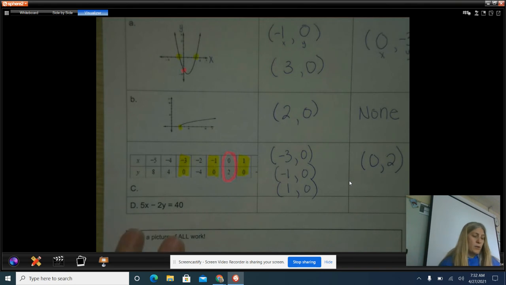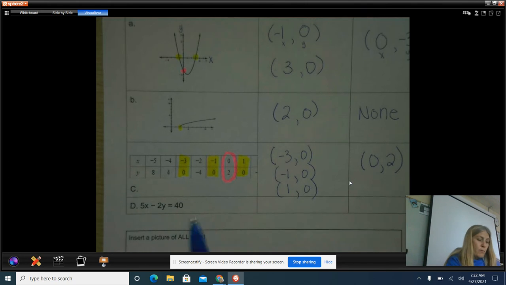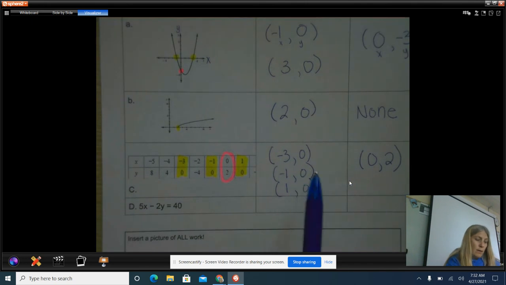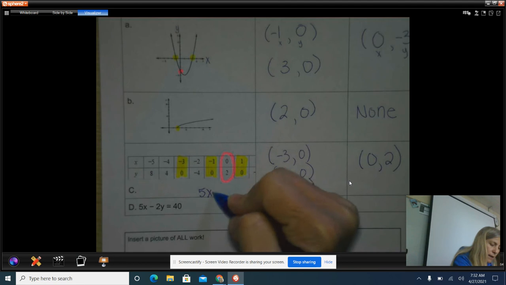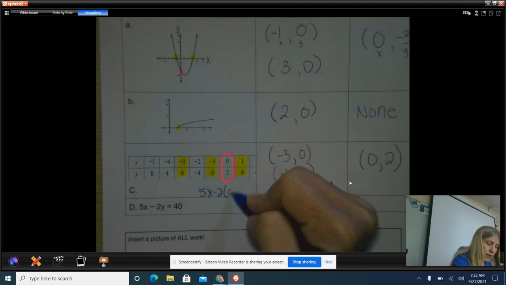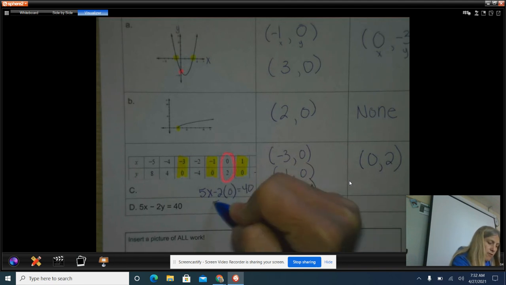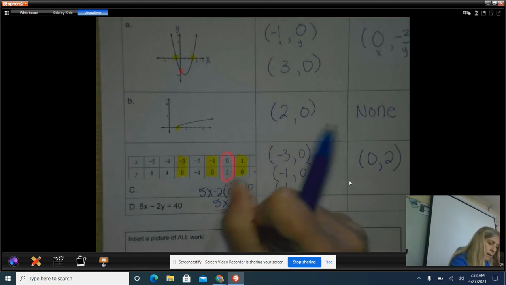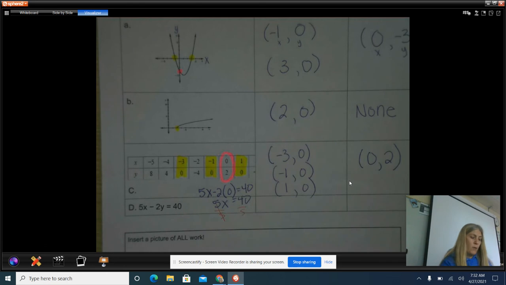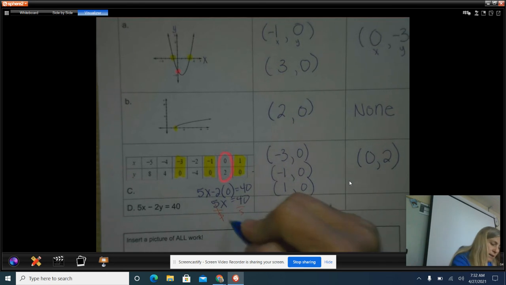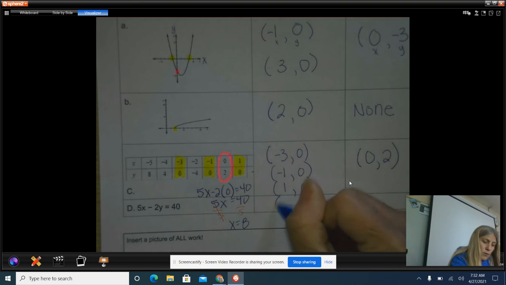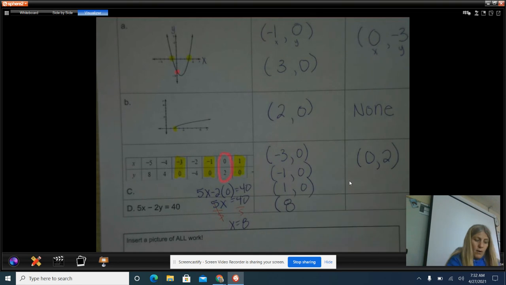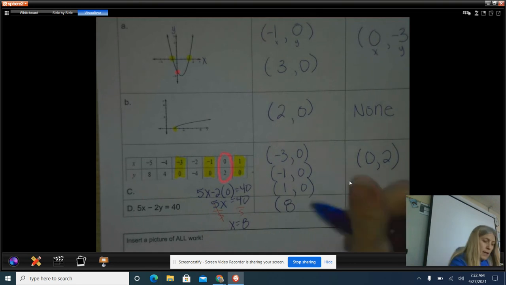So what we're going to do is follow these same rules. For my first one, I want to go ahead and plug in 0 for y, because I know if I have a 0 for y, that's going to be my x-intercept. So that gives me 5x is equal to 40. Divide both sides by 5. And 40 divided by 5 is 8. So I know my ordered pair is going to be a number for x, that's 8, and a 0 for y.